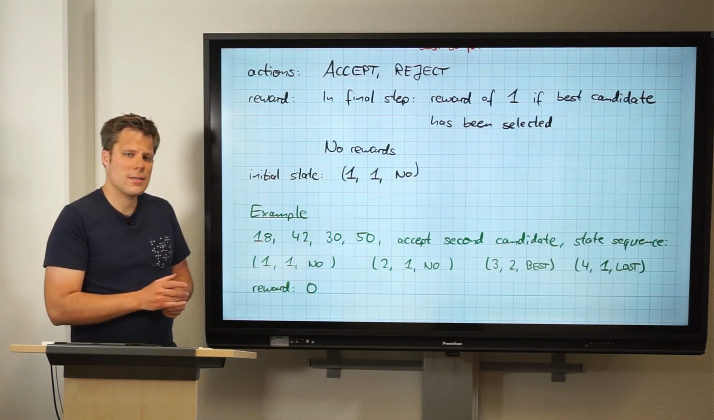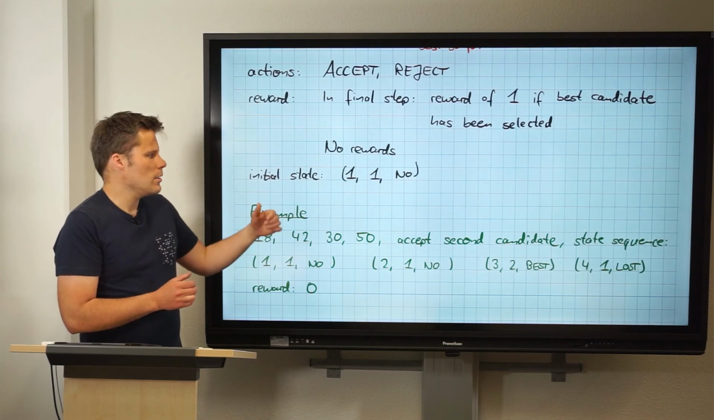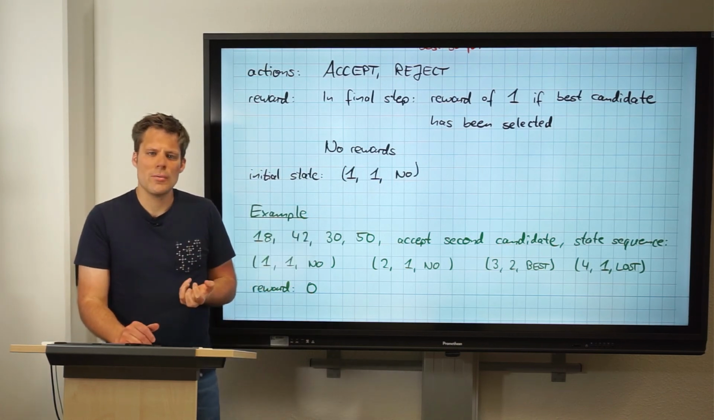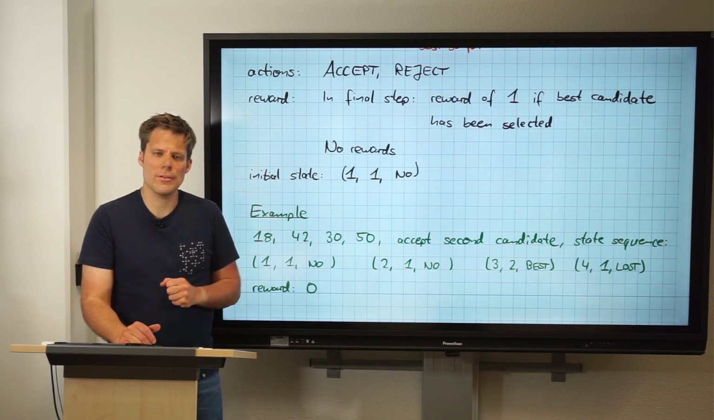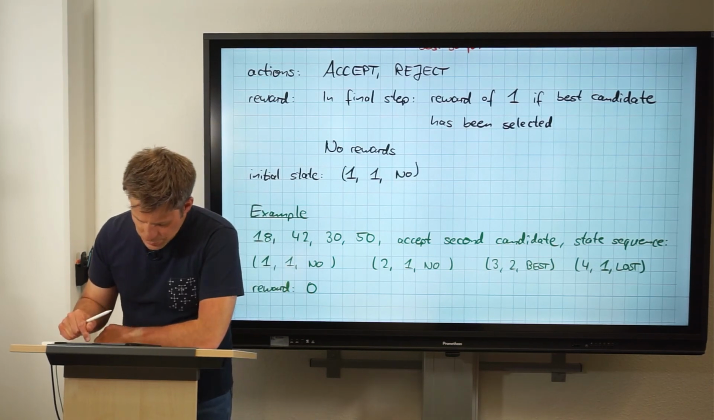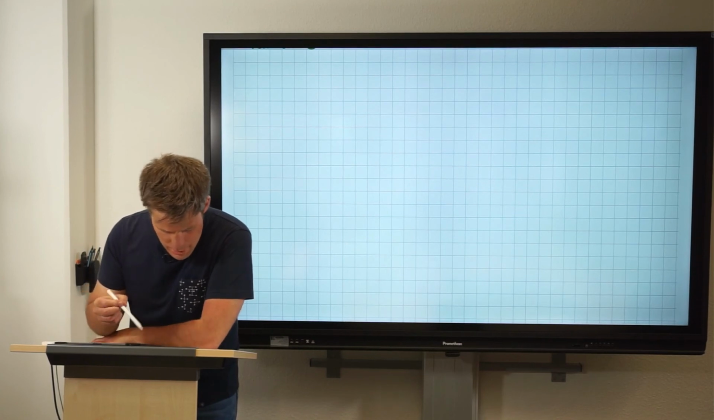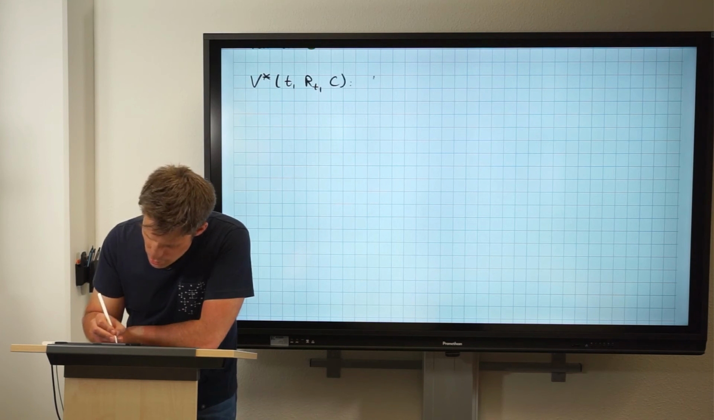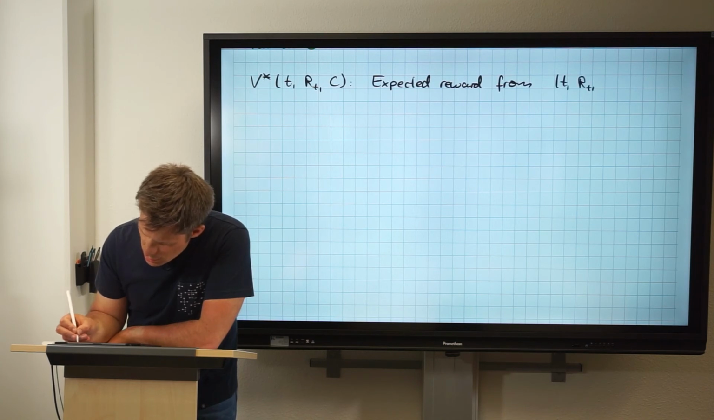So the amazing thing is that we now only have to understand the expected reward that we're getting with an optimal policy starting from this state, and fortunately enough, we can just compute the optimal policy for this Markov decision process, and it turns out this is not super complicated. Why is this? Well, what we're interested in is things like this. So what is the expected reward that we're getting from the state t, r_t, c?